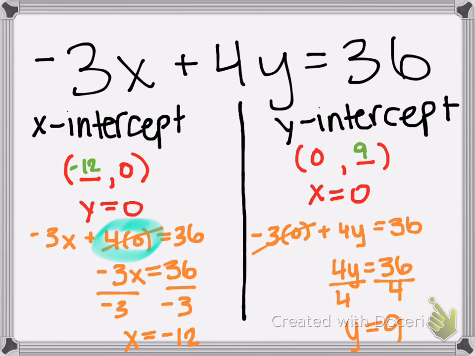Alright, first we substituted 0 into... Oh, nope, y-intercept. First we substituted 0 into the equation. Yeah. And then we did 4y equals 36 and then divided by 4. Okay, let's see if you were listening, Mackenzie.